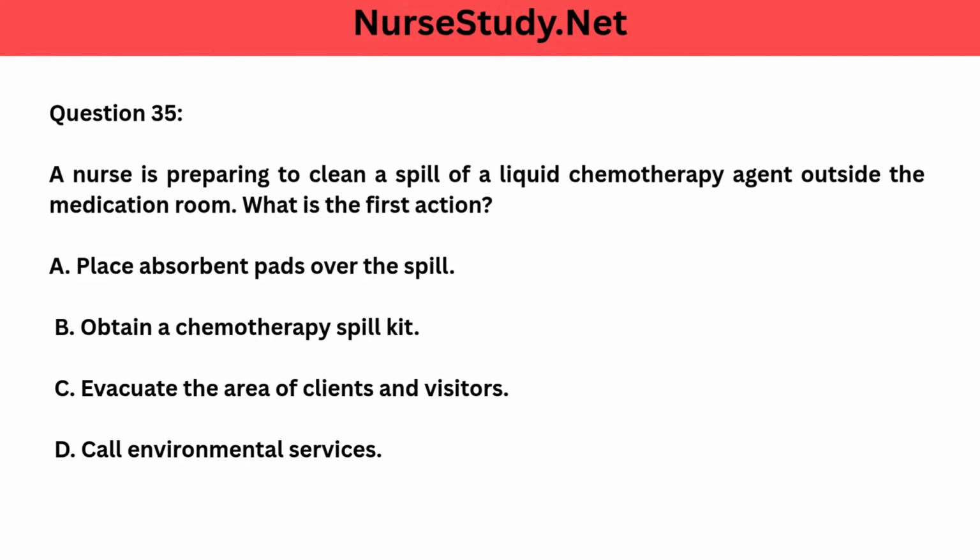Question 35. A nurse is preparing to clean a spill of a liquid chemotherapy agent outside the medication room. What is the first action? A. Place absorbent pads over the spill. B. Obtain a chemotherapy spill kit. C. Evacuate the area of clients and visitors. D. Call environmental services.